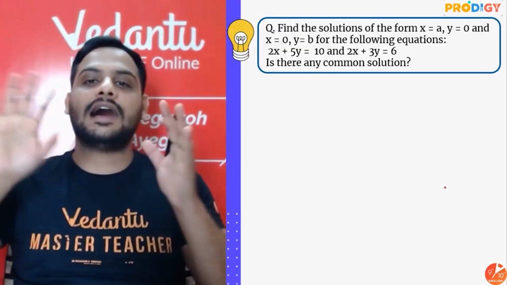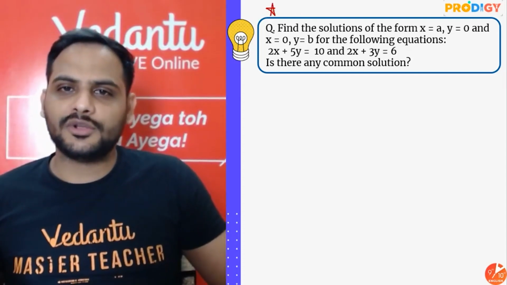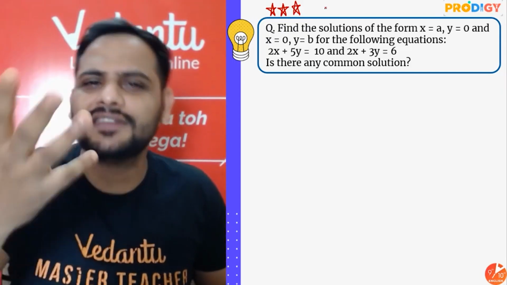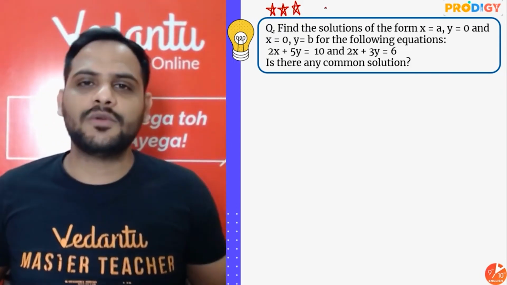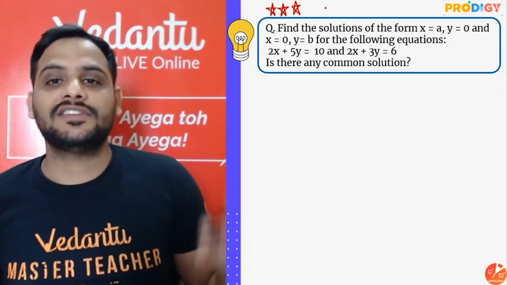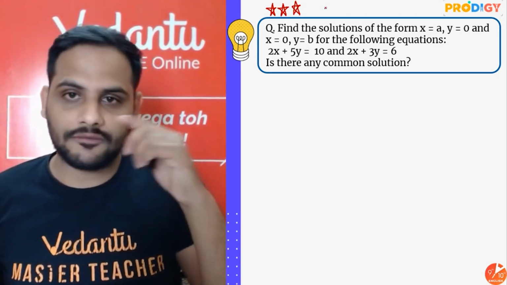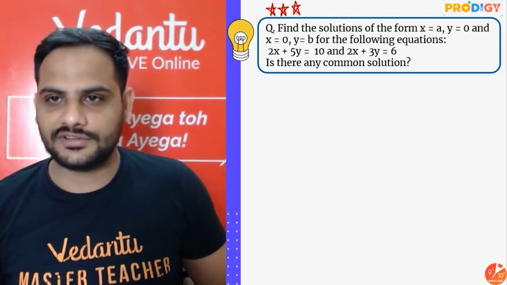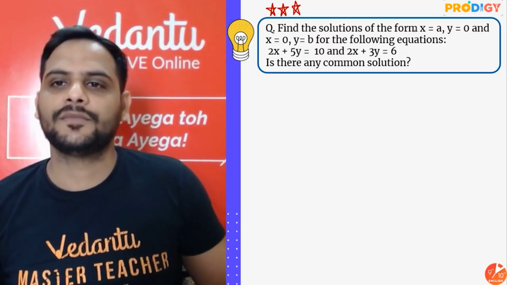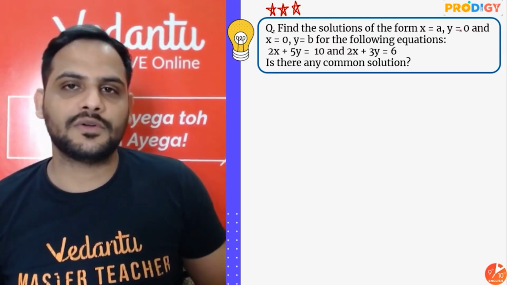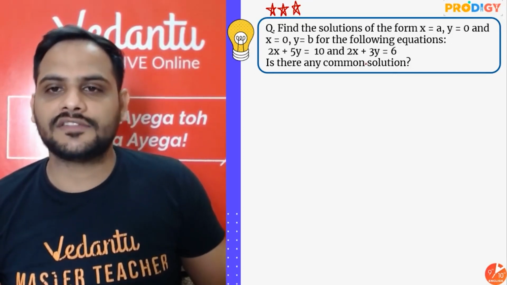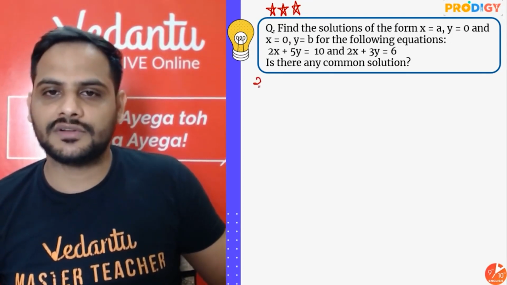Next question, which is our question of the day. Although you will be thinking, sir, today's question of the day is comparatively easy because the topic is easy, guys. So x equal to a and y equal to 0, and x equal to 0 and y equal to b are the solutions. These are for finding the solution of this form, that x is equal to something, y equal to 0, x equal to 0, y equal to something. And is there any common solution?